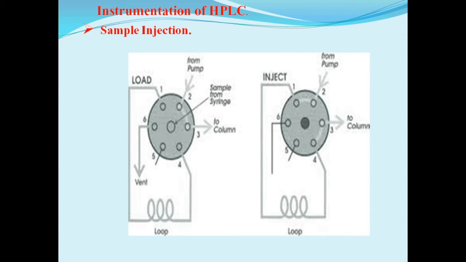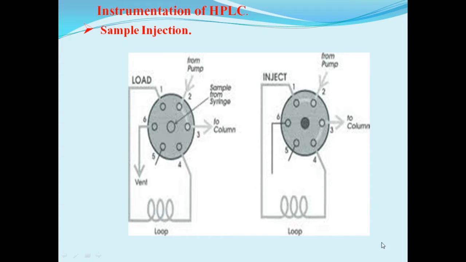The operating pressure within an HPLC is sufficiently high that we cannot inject the sample into the mobile phase by inserting a syringe through a septum. Instead, we inject the sample using a loop injector, a diagram of which is shown.